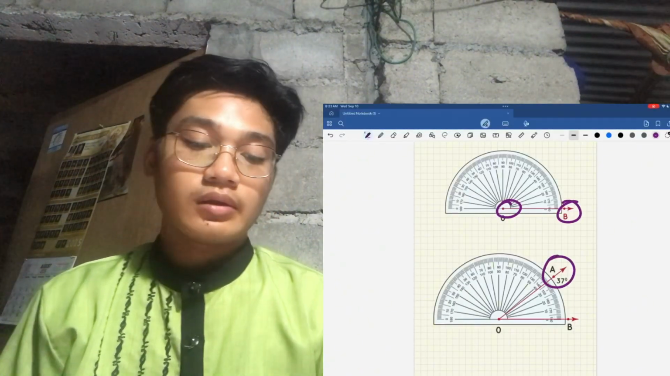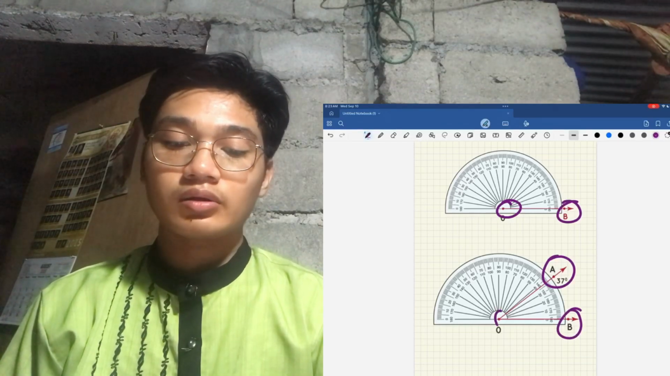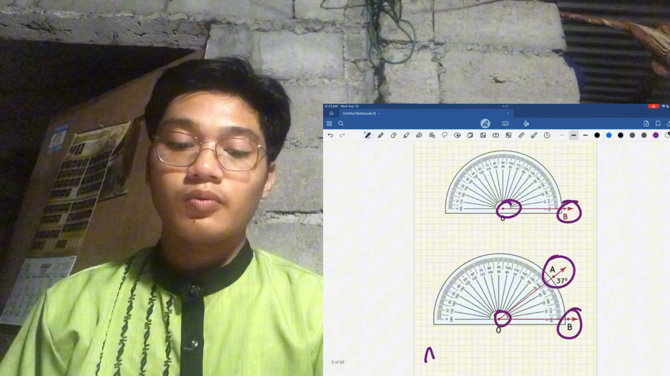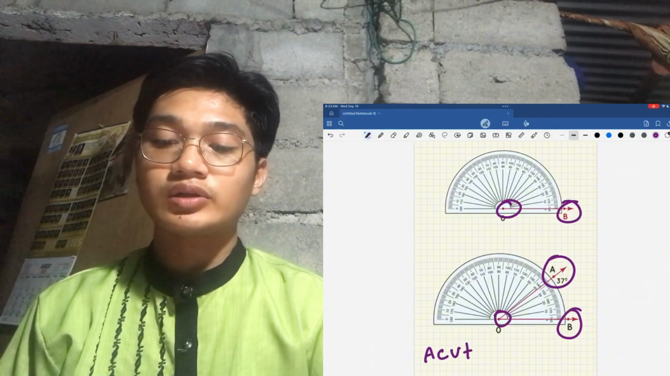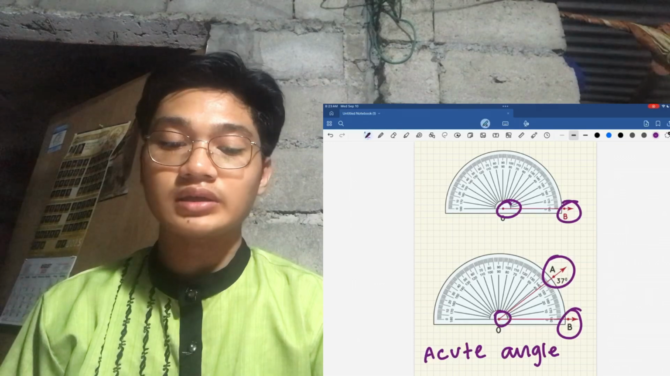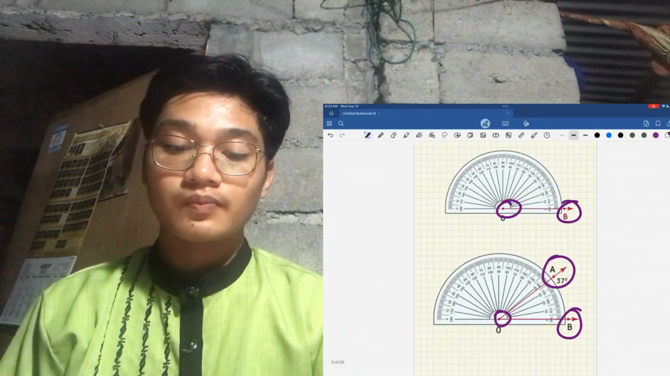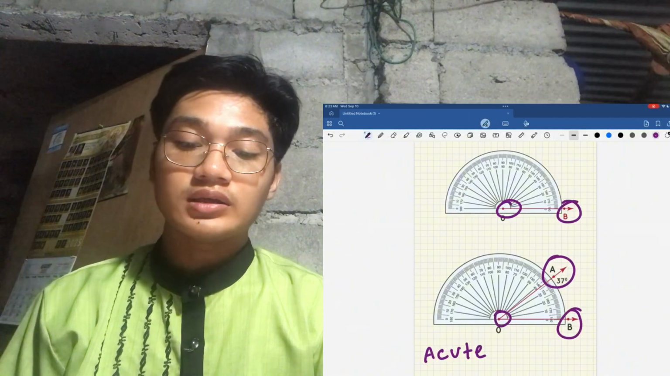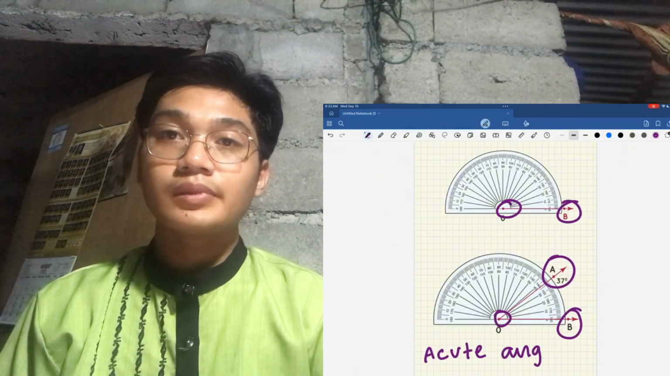Step 2. The number on the protractor that coincides with the second ray is the measure of the angle. Measure the angle using the inner scale of the protractor. Thus, angle AOB is equal to 37 degrees.